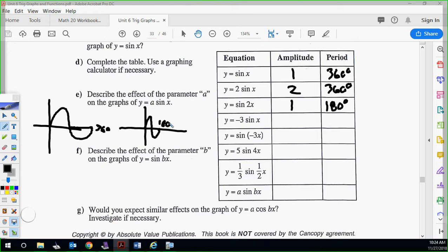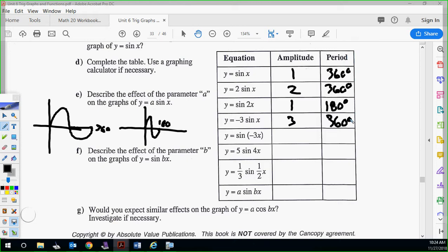Negative 3 sine x. Amplitude. Just 3, right? Yep. Just 3. And did the period change? Nope. So still 360. It does flip, but remember it's symmetric. So you're right, it's flipped, but it's still from negative 3 to 3. And so remember, the amplitude is still 3.